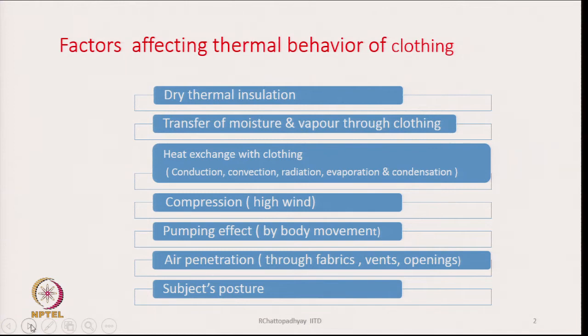Another factor which is important is compression. Compression due to high wind, especially if we go outside and if the wind is blowing, so wind is going to compress the fabric, and with compression we will see later on how insulation value can change. Next is pumping effect due to body movement. That is, as we move with the clothing, that is in a dynamic state, what happens? That there is a billowing effect of the clothing. That is what is important.